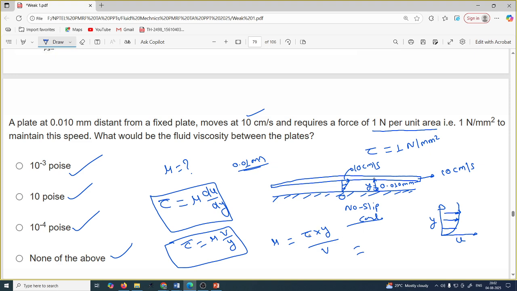Tau is 1 Newton per mm square, divided by another one, y, is in mm, 0.01 mm, and your velocity 10 centimeter per second. So for mm I want to just write this one as 100 mm per second. So now you can calculate. Now you can calculate very easy.